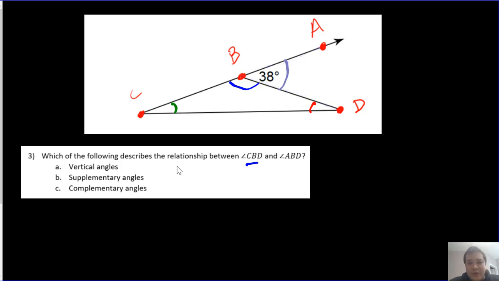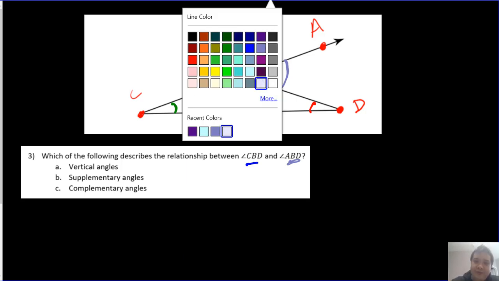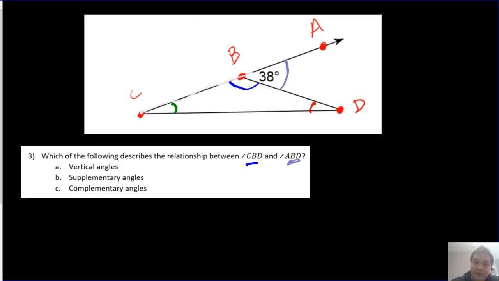So we're supposed to determine the relationship between those two angles. Well, we can see that they form a straight line, which means that they add up to 180 degrees, which means that they are supplementary angles.